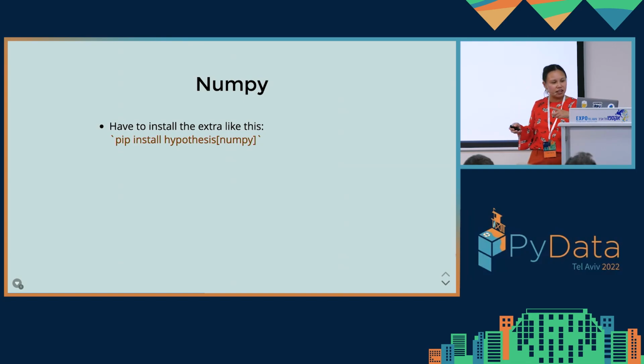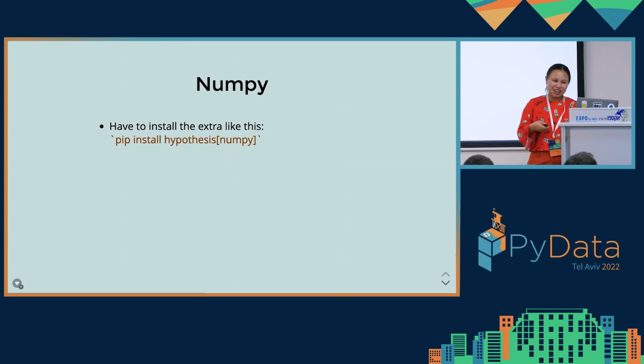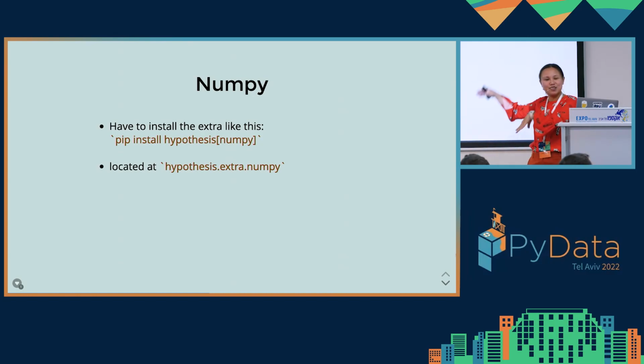If you are using a zsh shell on Mac, like me, then you may have to put quotes there, because the shell doesn't like the square brackets. So you have to work around it, but it's fine. You'll find a workaround. After you have installed it, you have this. It sits in extra.numpy, so you can import stuff from there.